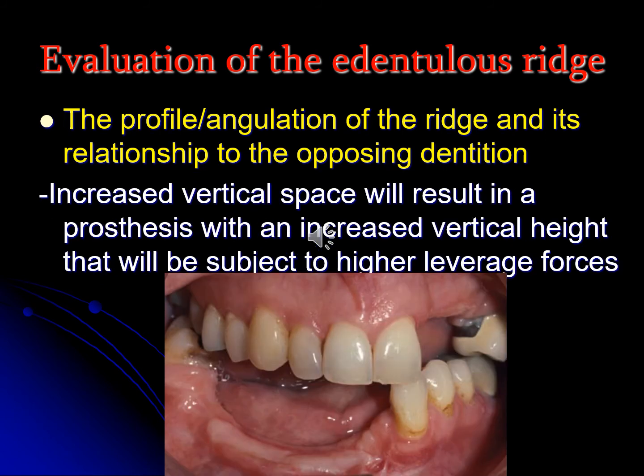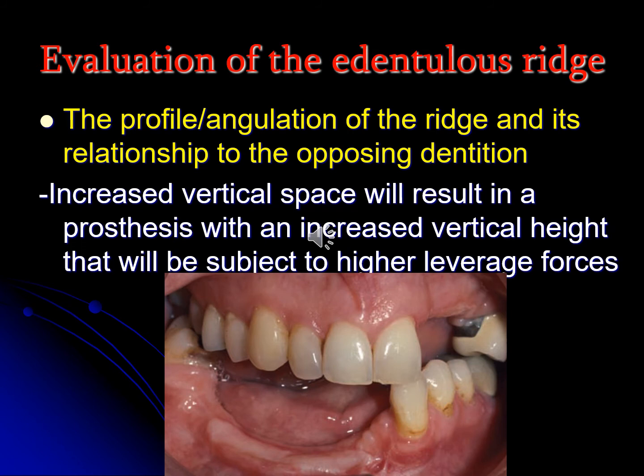We should evaluate the vertical dimension for the implant, or the interarch space, because increased vertical space will result in a prosthesis with an increased vertical height that will be subject to higher leverage forces. In this case, as you see, the vertical height or the interarch space is very increased due to the severe bone resorption.